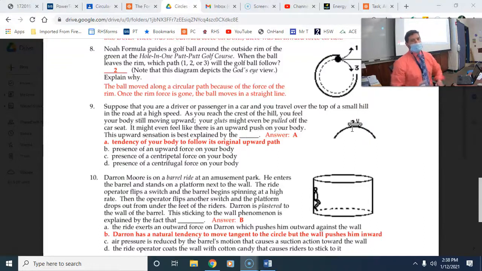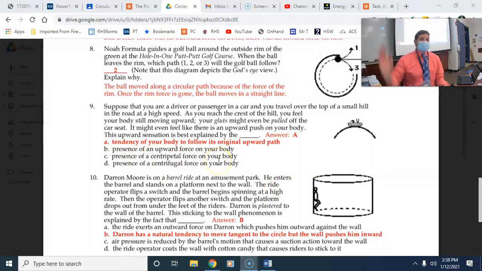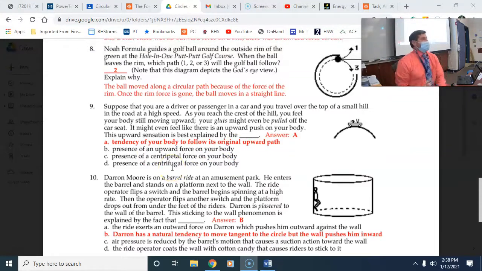So what causes a sensation is choice A, the tendency of your body to follow its original path. Especially, like I said, on a roller coaster, you come up to the top of a hill very quickly, you feel this to the extreme. It is true that there's a centripetal force in your body, but that centripetal force is not what's making you want to fly off and have that upward type feeling. So C isn't right. There's a word in D called centrifugal, which I have not mentioned yet. So hopefully you didn't select that one, because we're going to see that it's actually a false force.